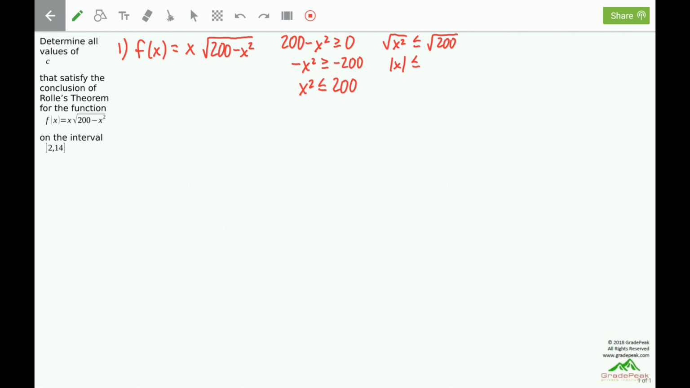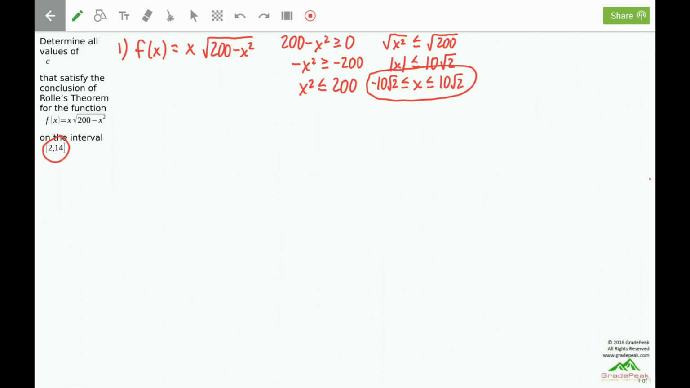200 is 2 times 100, and 100 is a perfect square, so it can come out of the square root as a 10. The 2 is not a perfect square and will stay in there. Since the absolute value of x is less than or equal to 10 times the square root of 2, x will end up between plus and minus 10 square root of 2. For our function to be continuous, it has to be in this interval.